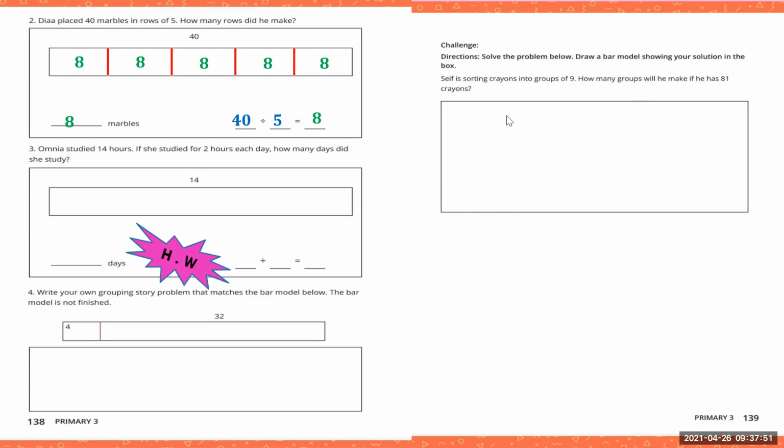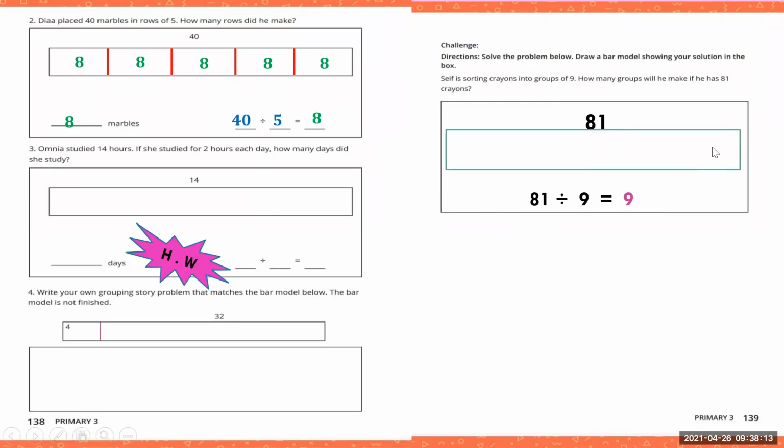Okay, here we have the total 81 and I want to divide it into groups of 9. So 81 divided by 9 equals 9. We can draw a model and divide it into 9 equal parts, and in each part we will put 9.